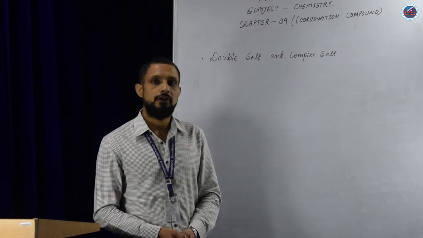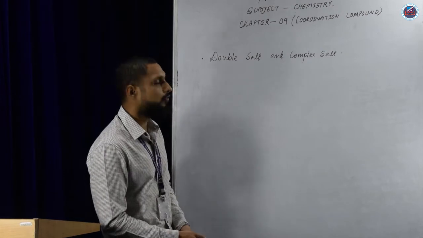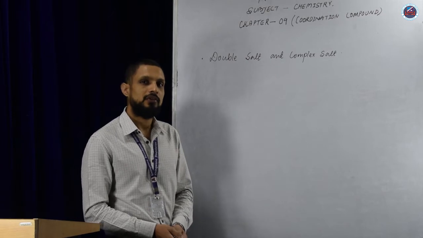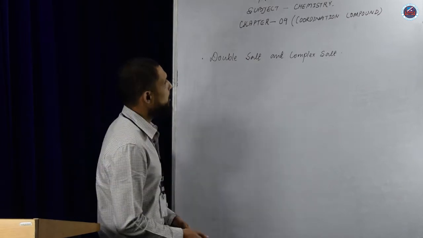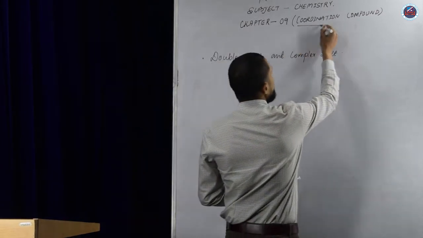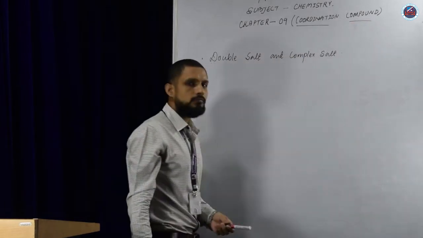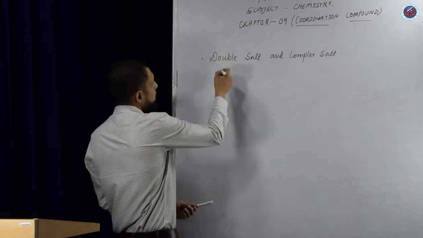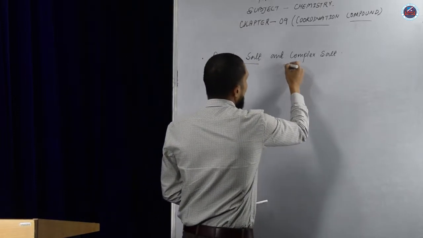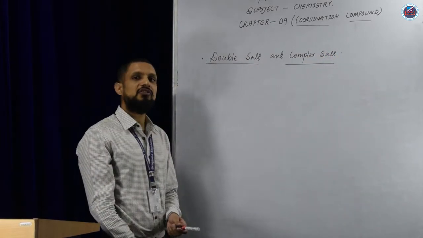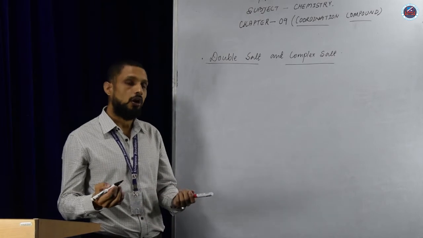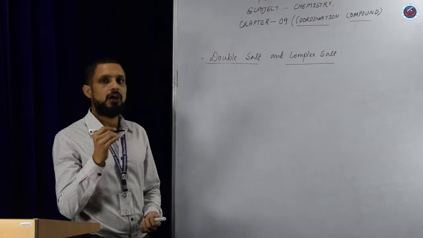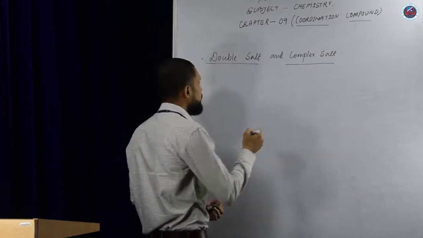I am Nabi Hassan, and today through this video I am going to teach a very important chapter in class 12 science and chemistry. The name of the chapter is Coordination Compound. Now when we start this chapter, the first thing you need to know is double salt and complex salt. Like, what is the difference between double salt and complex salt? Now I'll explain this with the help of examples so that you'll understand better.